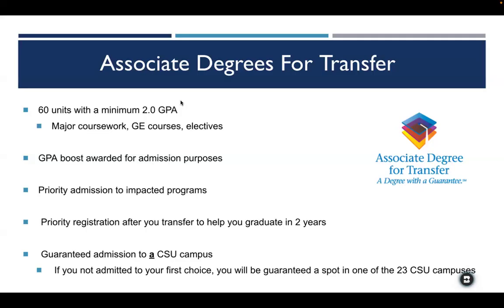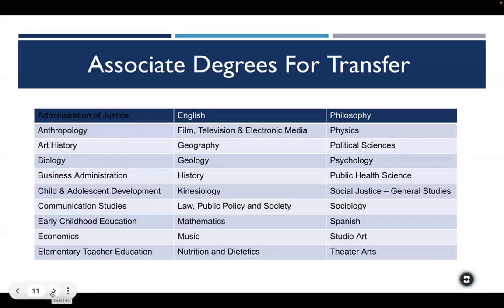And a really cool thing is that you typically can get priority registration and have, at maximum, 60 units left when you get to a CSU campus. Here's an example of some of the associate degrees for transfer that we have at West Valley College. If you see your intended major on this list, great. And if you don't see it on here, that's okay.